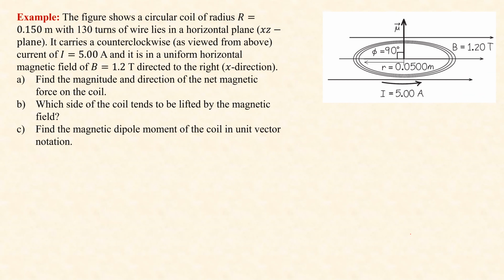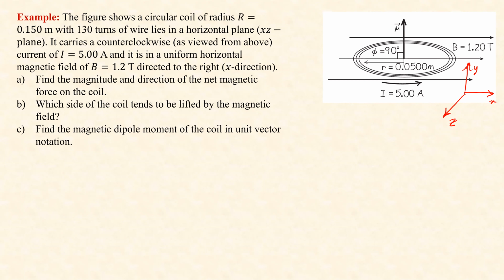All right. It says find the magnetic dipole moment of the coil in unit vector notation. That means we want magnitude and direction. Magnetic dipole moment is vertically up, as shown here. And as I said, this is X, the B field is in the X direction, and Y is up, and Z is in this plane this way. So if you have that, then mu is in what direction? In the Y direction, isn't it?